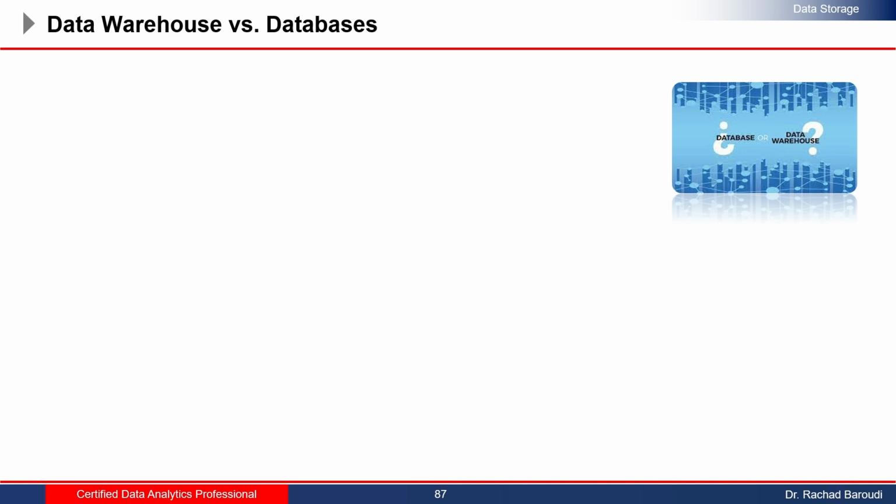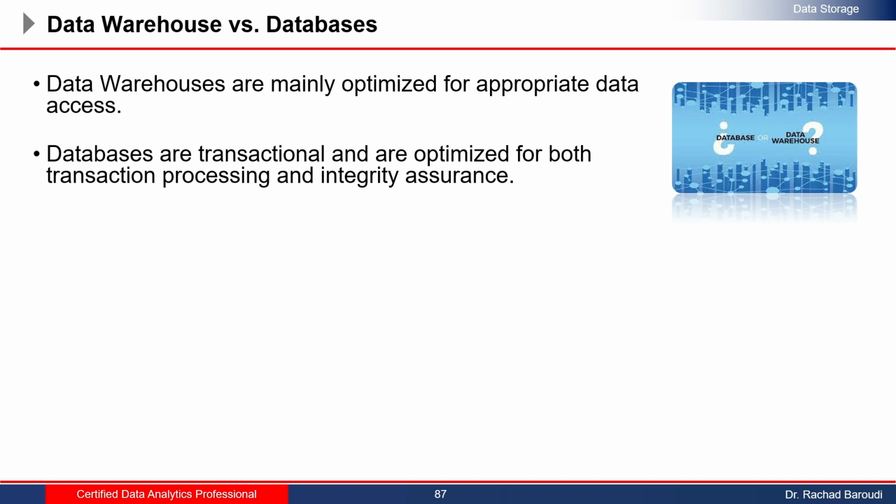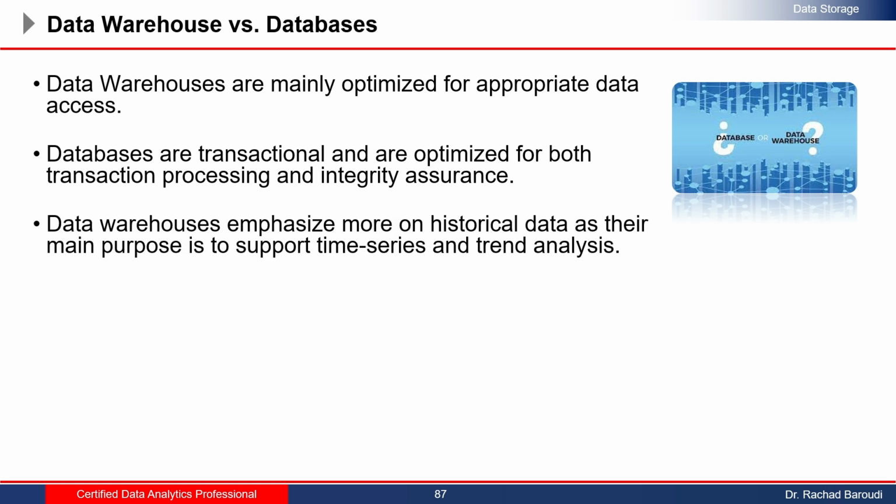To gain better understanding, let's compare now data warehouse versus databases. Data warehouses, like we already said, are mainly optimized for appropriate data access for query and other things. Meanwhile, databases are transactional and are optimized for both transaction processing and integrity assurance. And here we're talking about customer records, sales records.